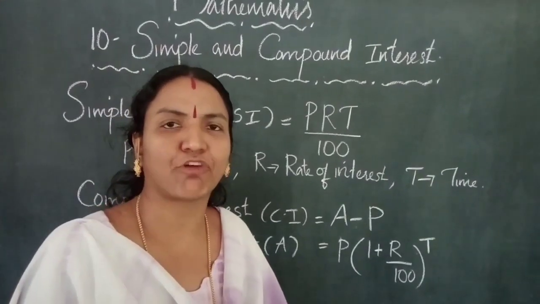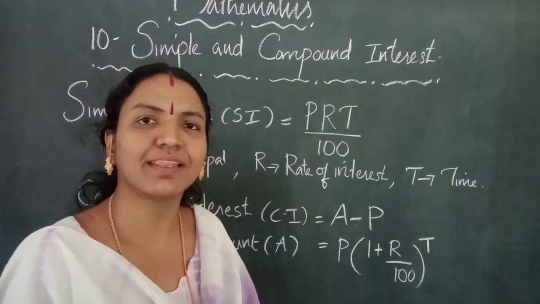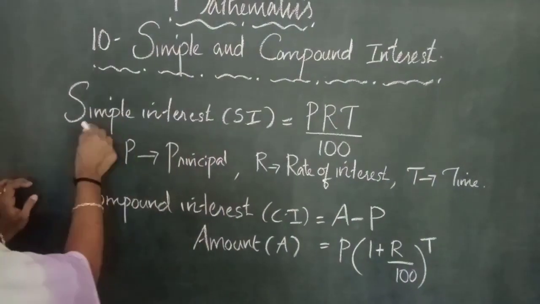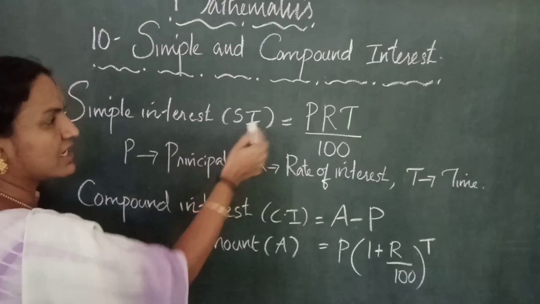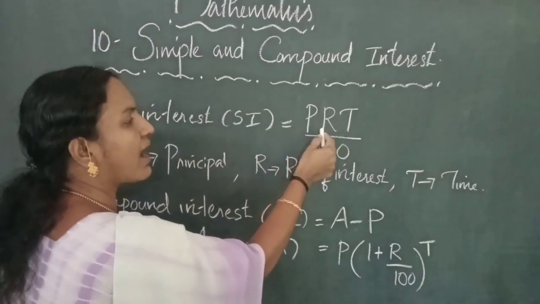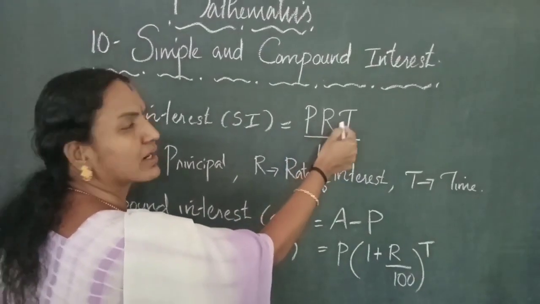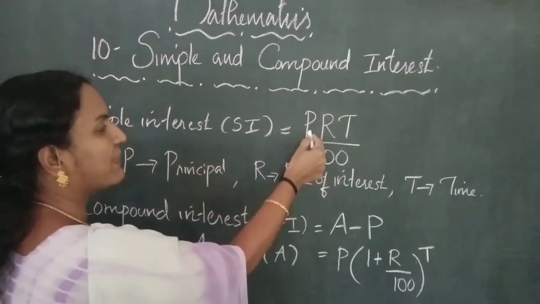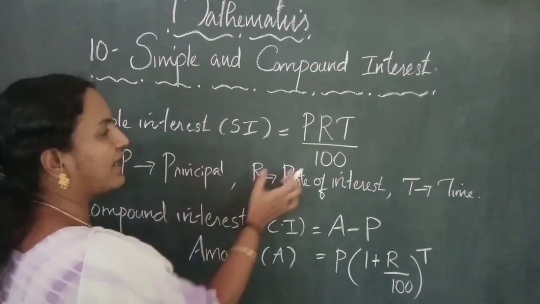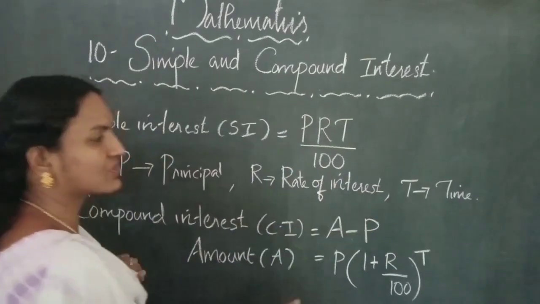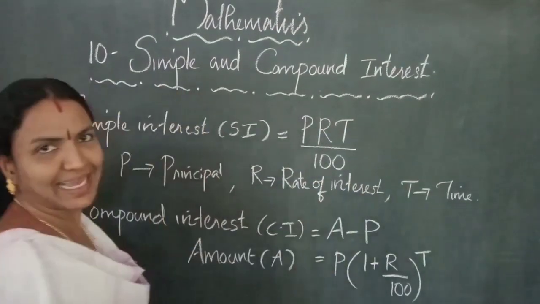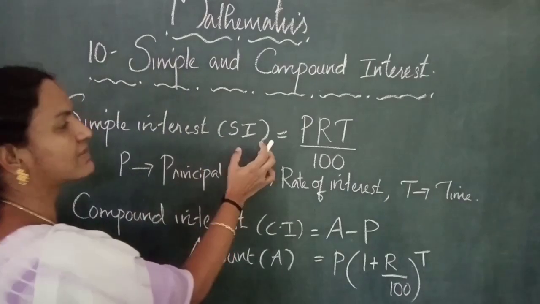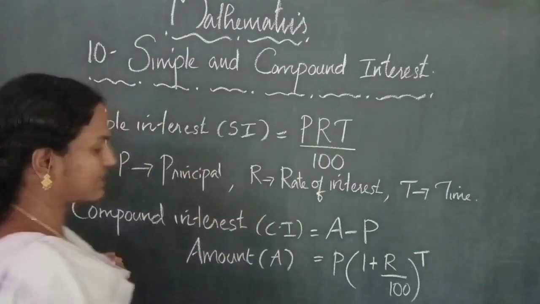Now, let's learn the formula for finding simple interest and compound interest. Simple interest, SI, is equal to PRT divided by 100. That means P into R into T divided by 100. Here, P is the principal, R is the rate of interest and T is the time.